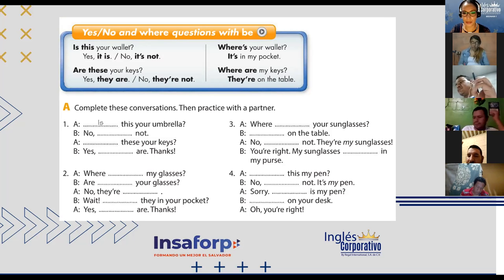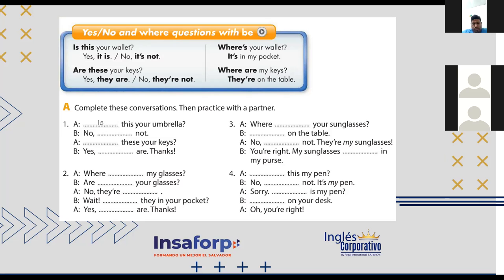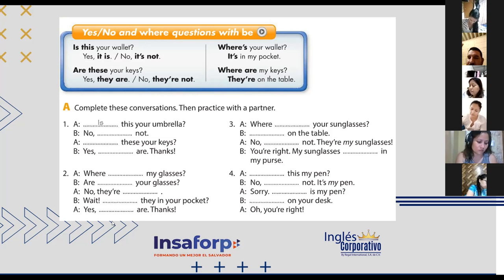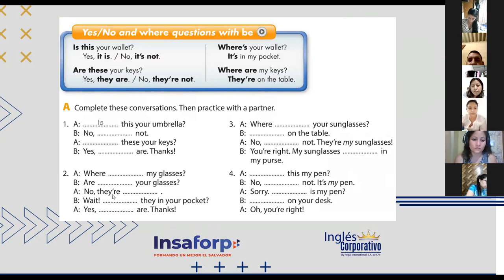Where are my glasses? Okay. Are where your glasses? Cuando estamos preguntando, ¿cómo preguntaríamos? ¿Son estos tus lentes? Are these your glasses? No, they are not. Wait. Y tenemos pregunta. Are they in your pocket? Yes. They are. Okay. Yes, they are. Thanks.